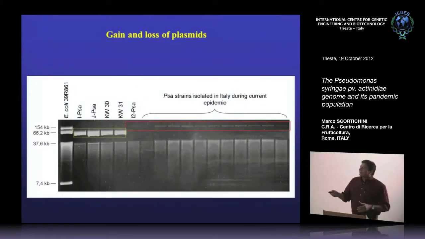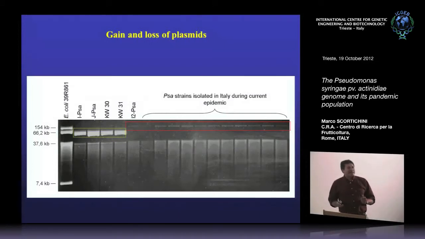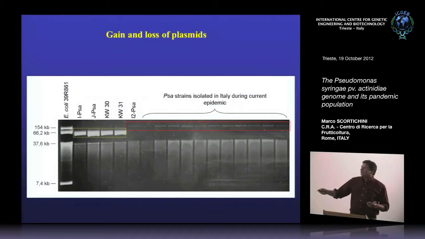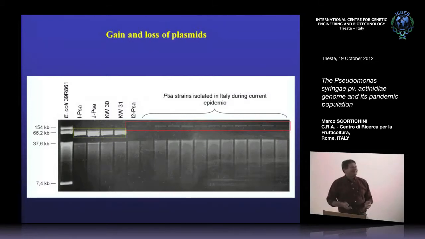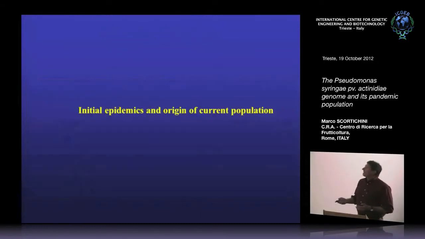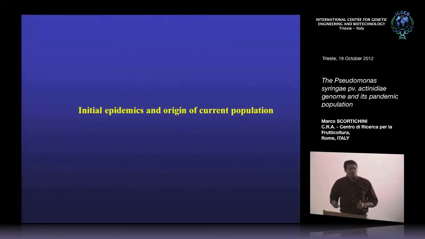Plasmid, maybe you remember, the new population has gained this big plasmid, roughly 160 kilobase, and lost this. So a plasmid can also be gained and lost easily. Let's go a little bit more to the field.